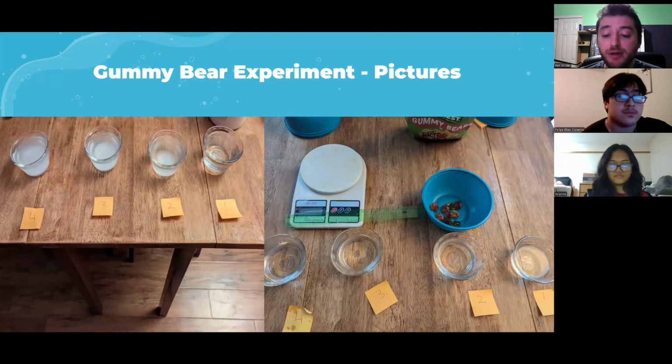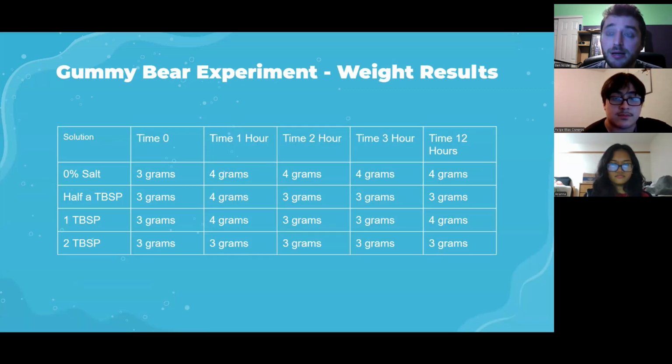Here are some pictures of our experiment before the gummy bears were put into the solution. Here is our data collected on the weight of the gummy bears. As you can see, only 1 gummy bear gained and maintained more weight than the others. The other 3 gummy bears shrunk more or stayed relatively the same size.